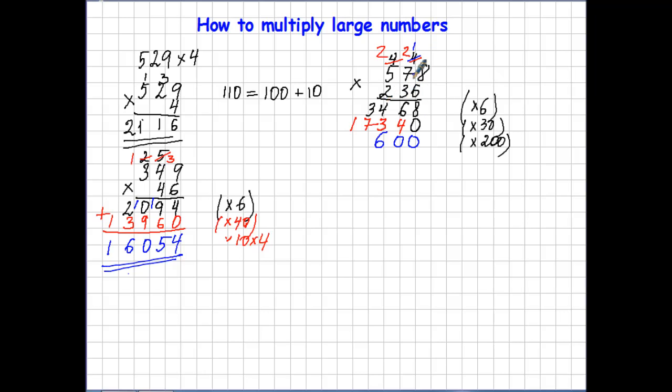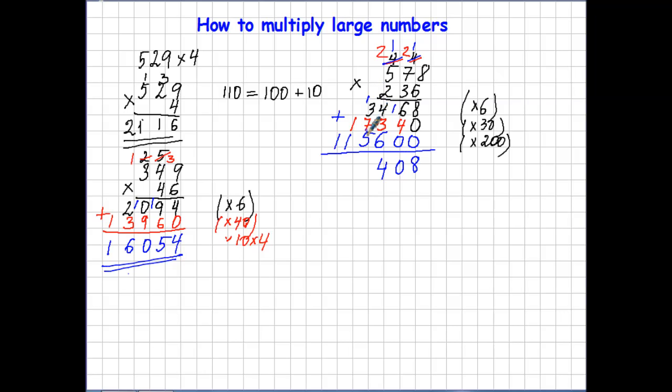7 times 2 is 14 plus 1 is 15. I'm writing 5 here and 1 here. 5 times 2 is 10 plus 1 is 11. So let's add them together. 8 plus 0 is 8. 6 plus 4 plus 0 is 10. Writing 0 here, and we take 1 on top. 1 plus 4 plus 3 plus 6 is 14.